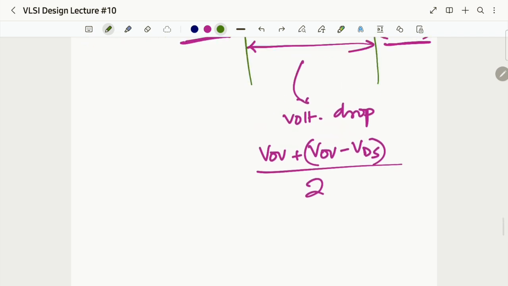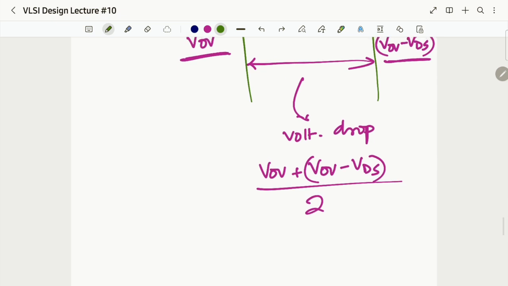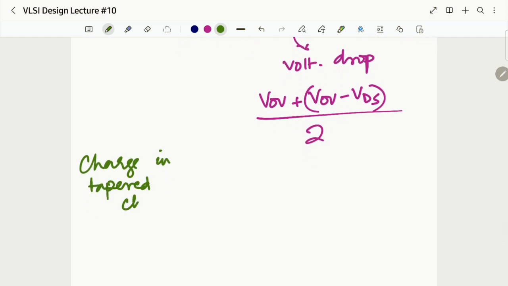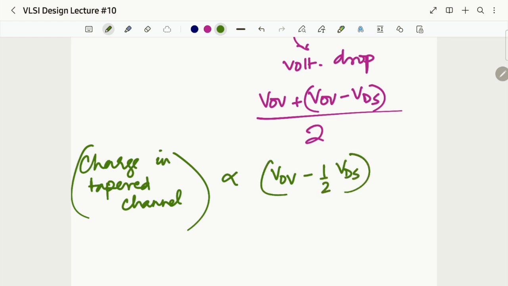Now, our charge in the tapered channel is directly proportional to what then? It is directly proportional to VOV minus half of VDS. See how, this one will be 2 VOV minus VDS by 2. So if I separate these two, I'll get VOV minus half of VDS. Okay.